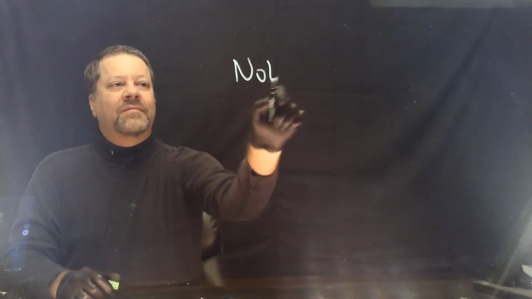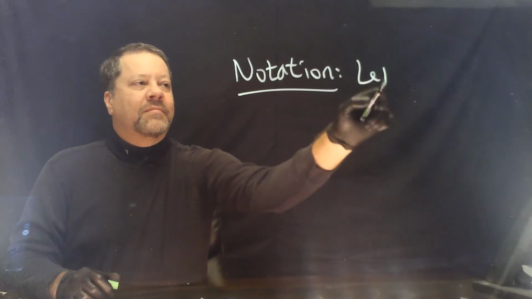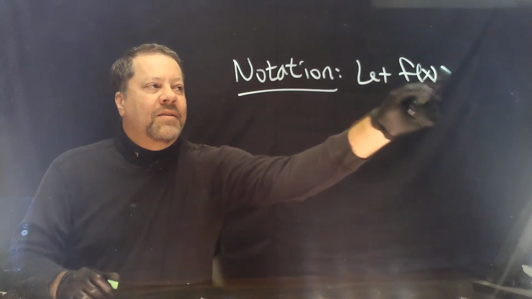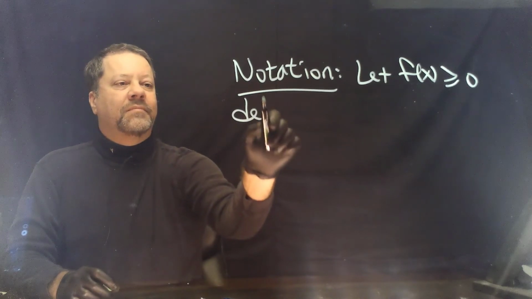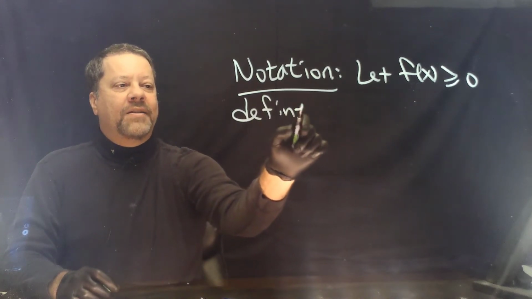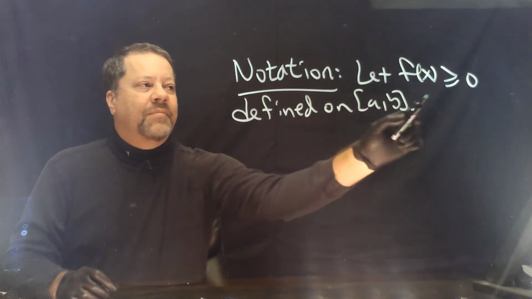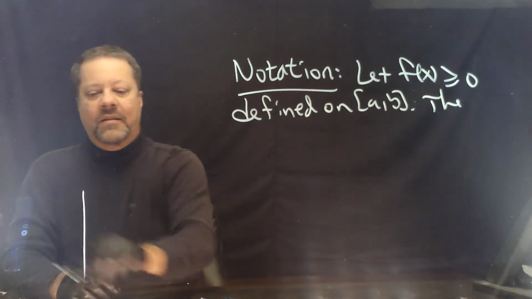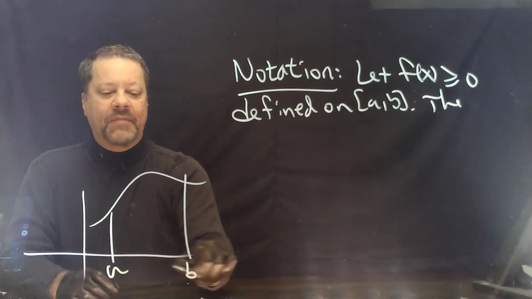We'll begin with some notation. Suppose we have a non-negative function that is defined on some interval AB. So here's our function, and it's defined on the interval from A to B.